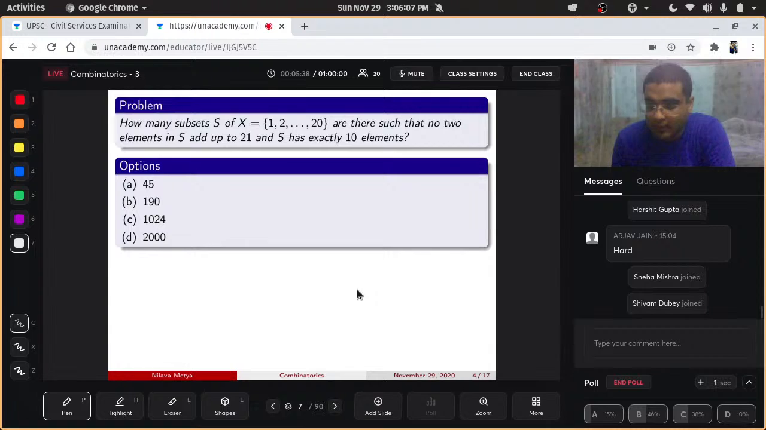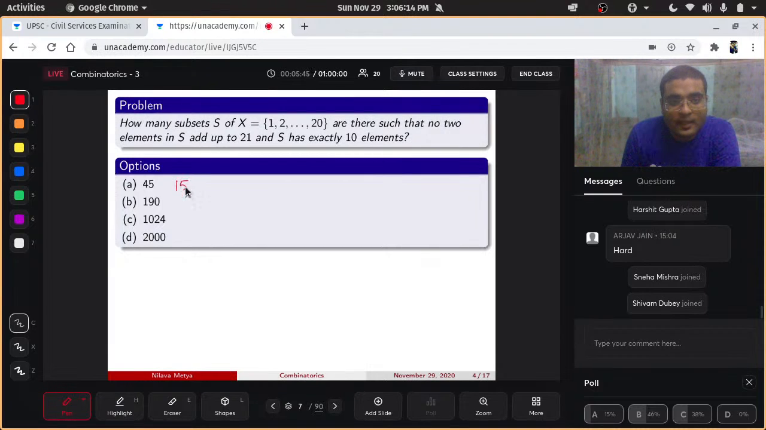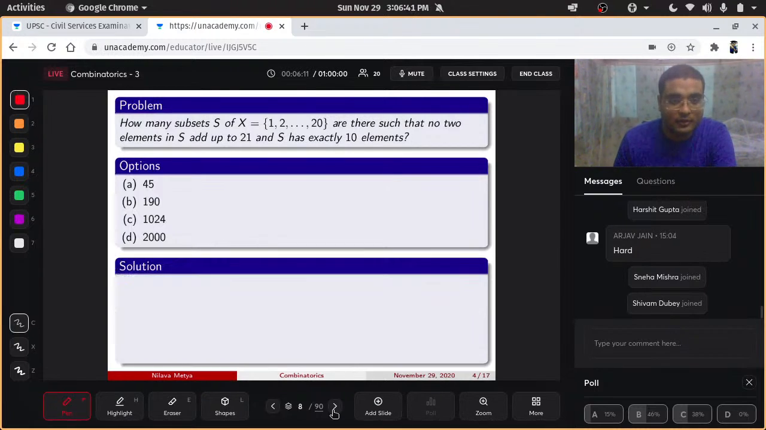3, 2, 1. Okay, so I'll write the results of the poll. 15% have answered option A, 46% have gone with option B, 38% have gone with option C, and 0% have gone with option D. This was a pretty interesting poll. Some guesses, maybe some sure shot answers. Let's see what answer we have. We'll look at the solution.